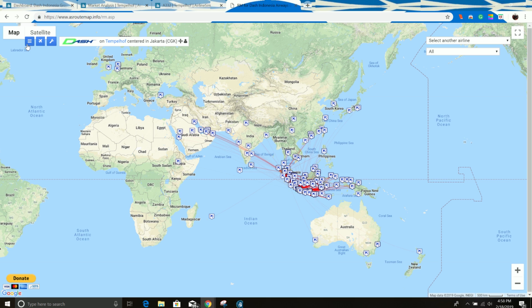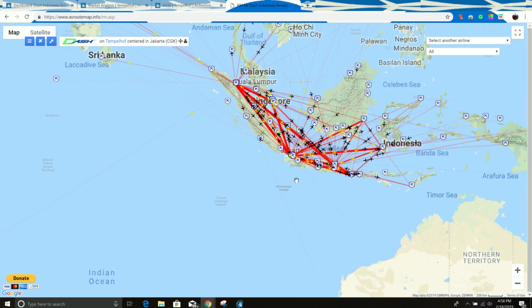So we'll be talking about Dash Indonesia Airways. I want to start out by giving you a look at its route map here. It pretty much shows your airline once you register it in the system. This is pretty much the entirety of my airline right here. This is the main airline that I use.